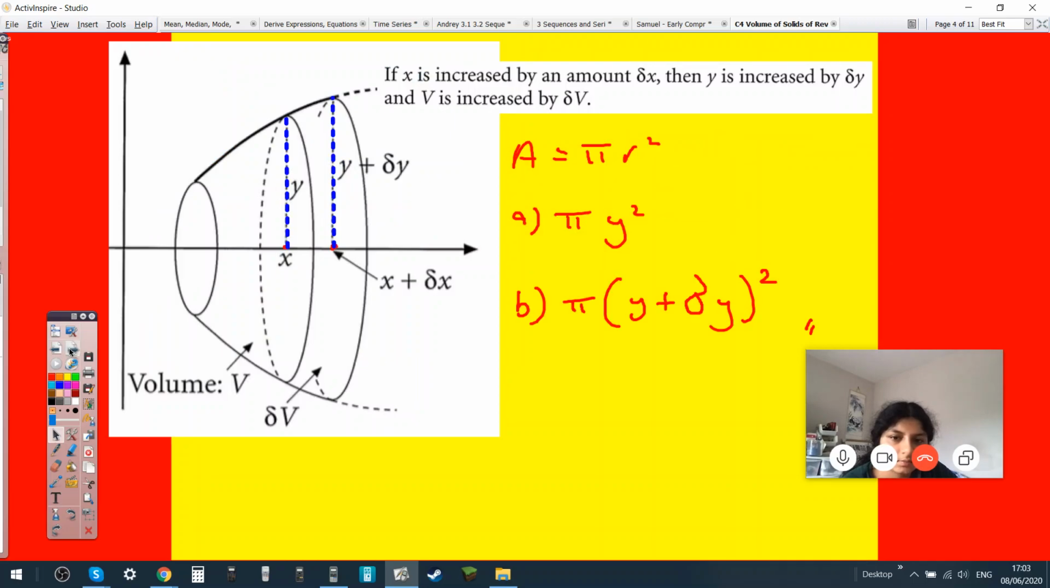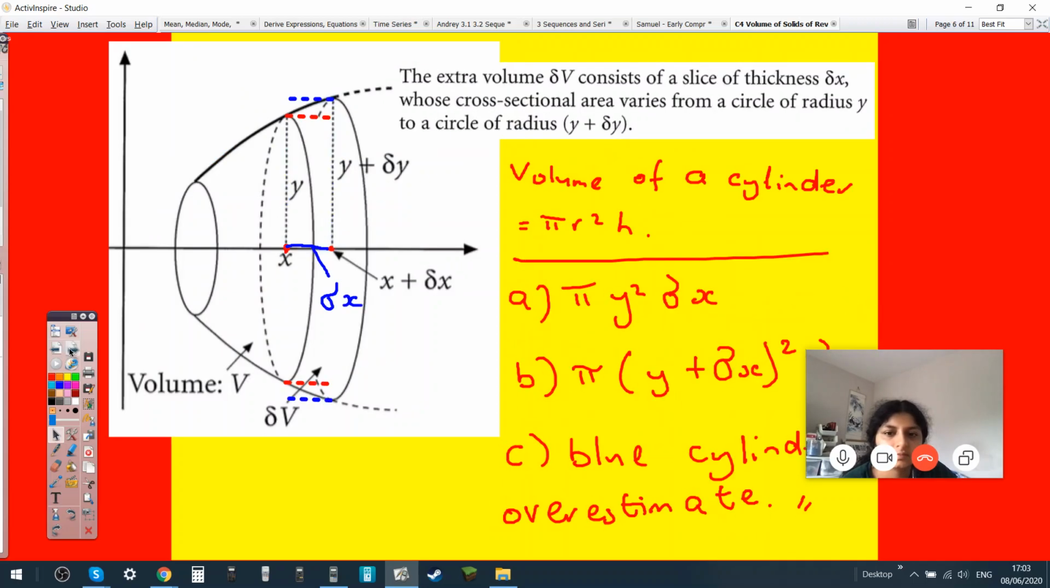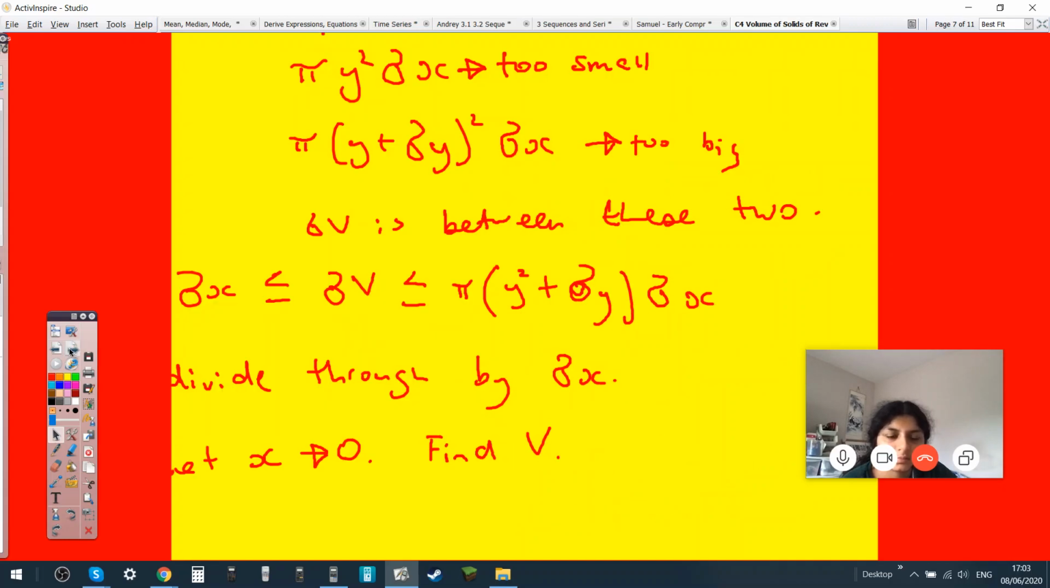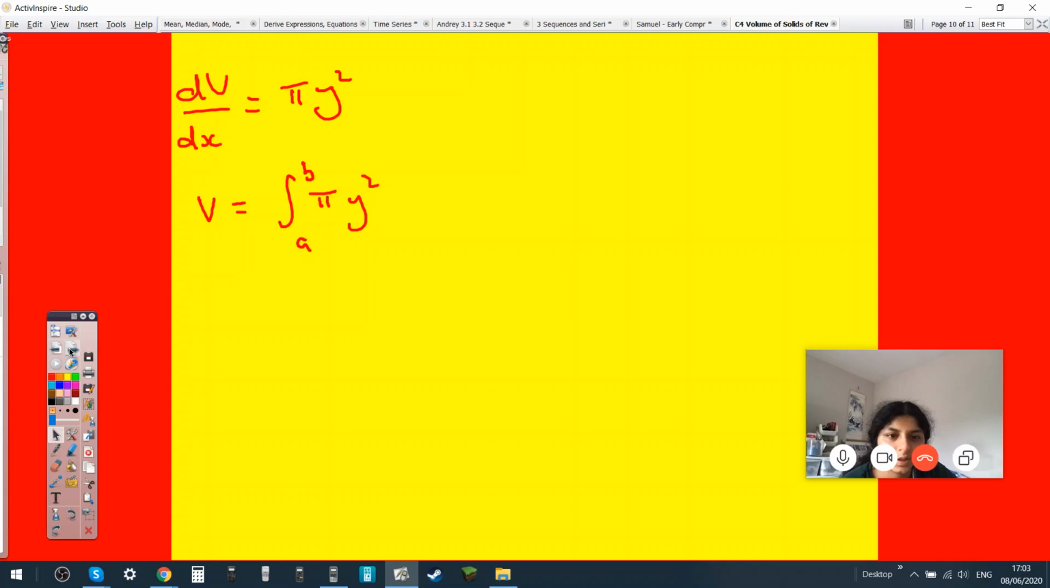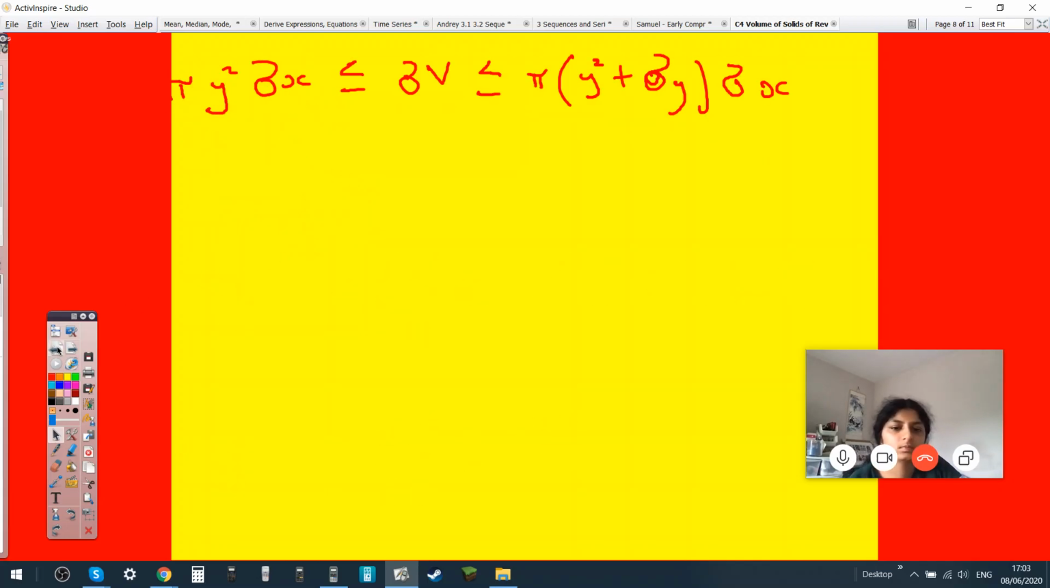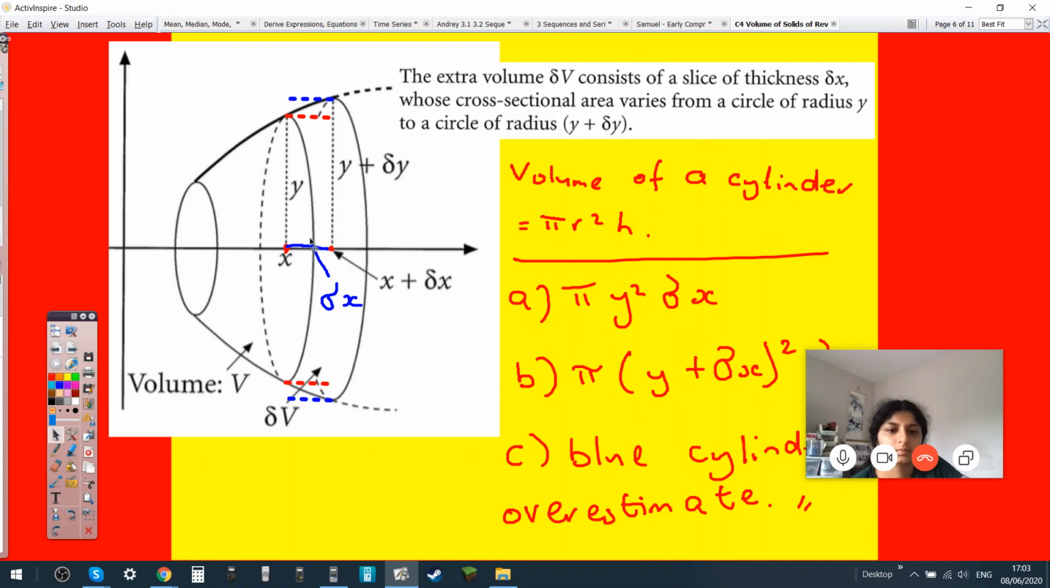The other way to do that is with integration. So this proves where it comes from. It's basically the volume is pi y squared from B to A, where B and A are the two x coordinates.